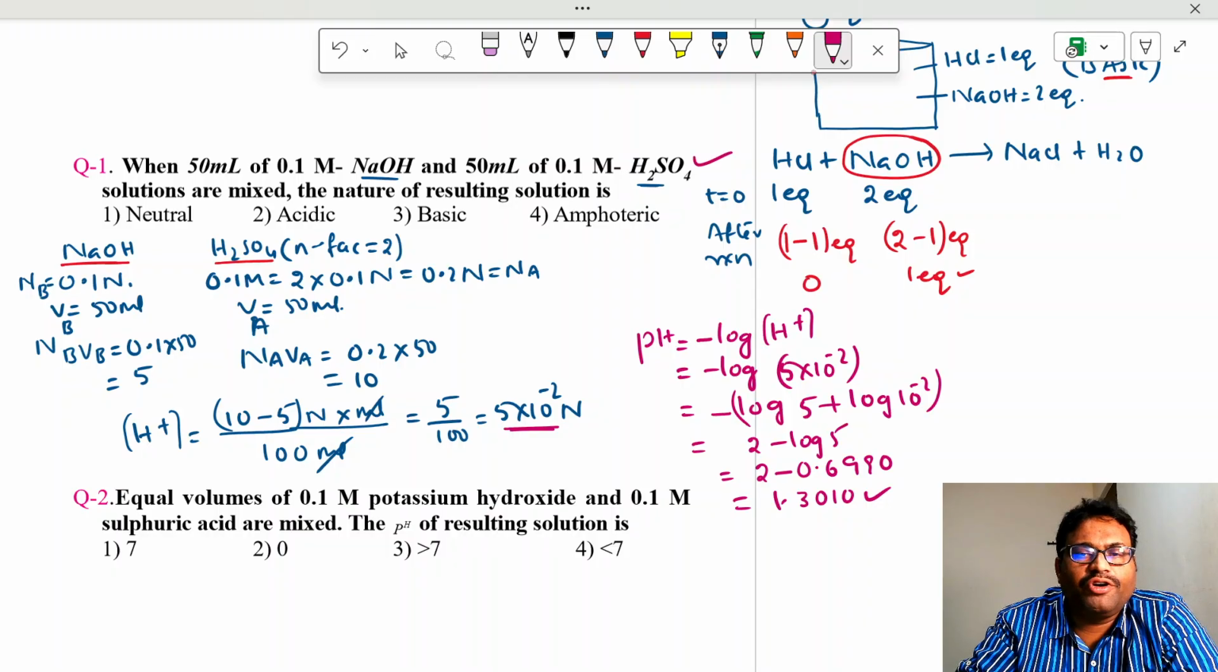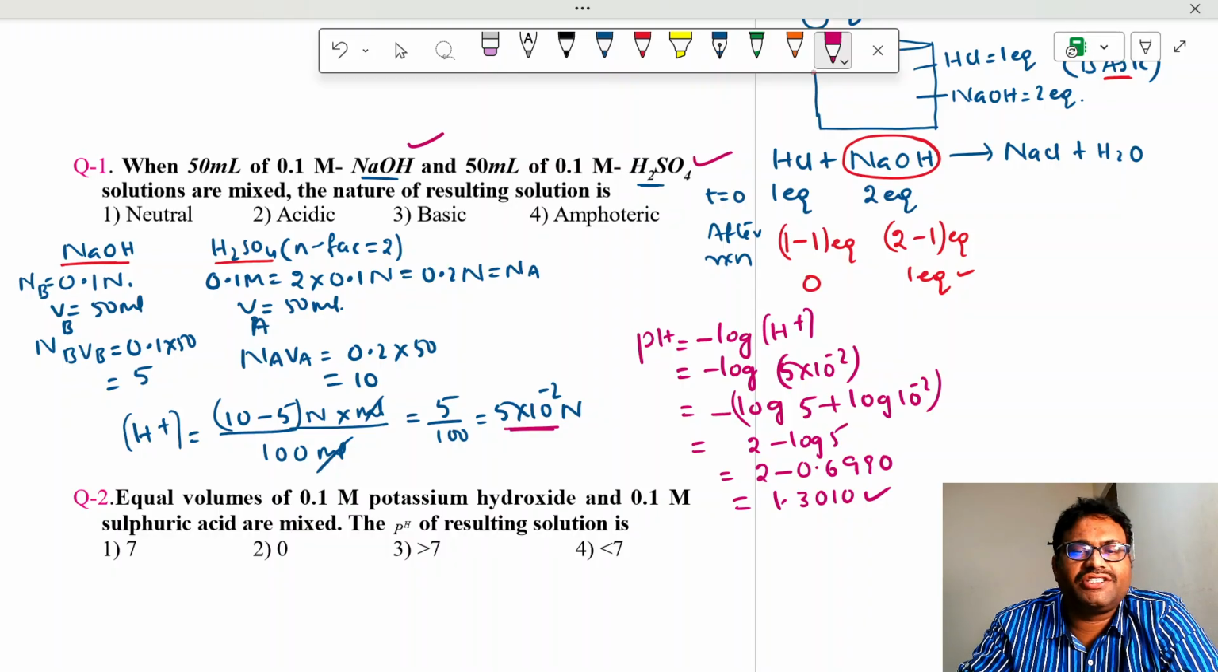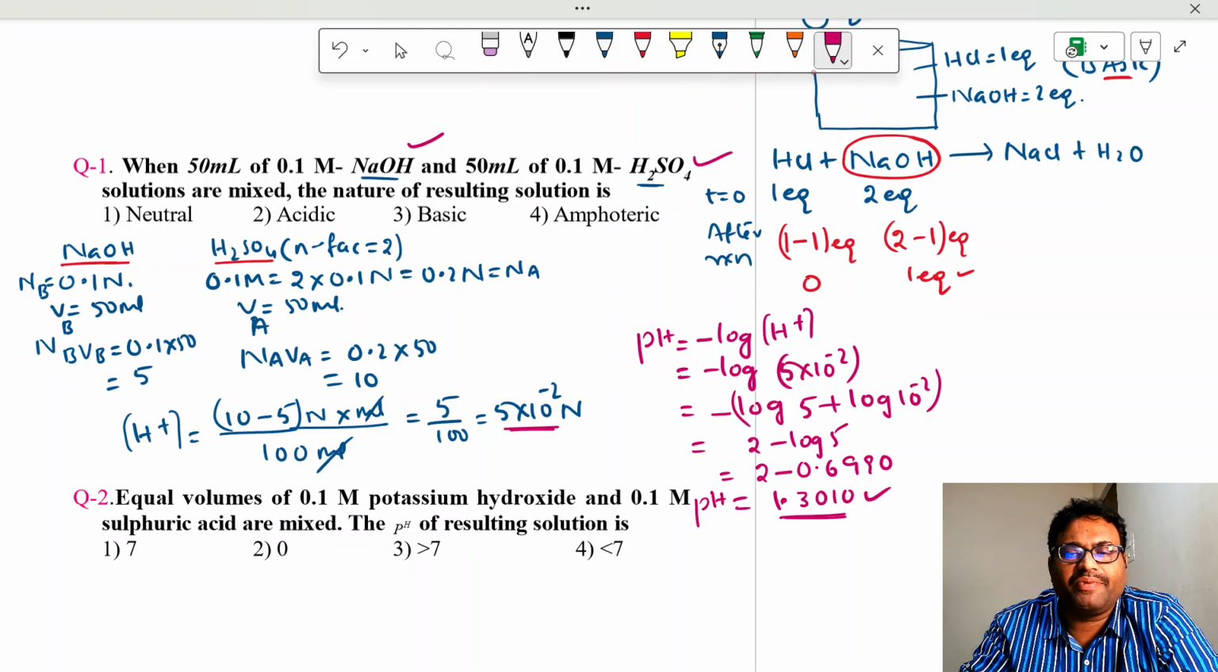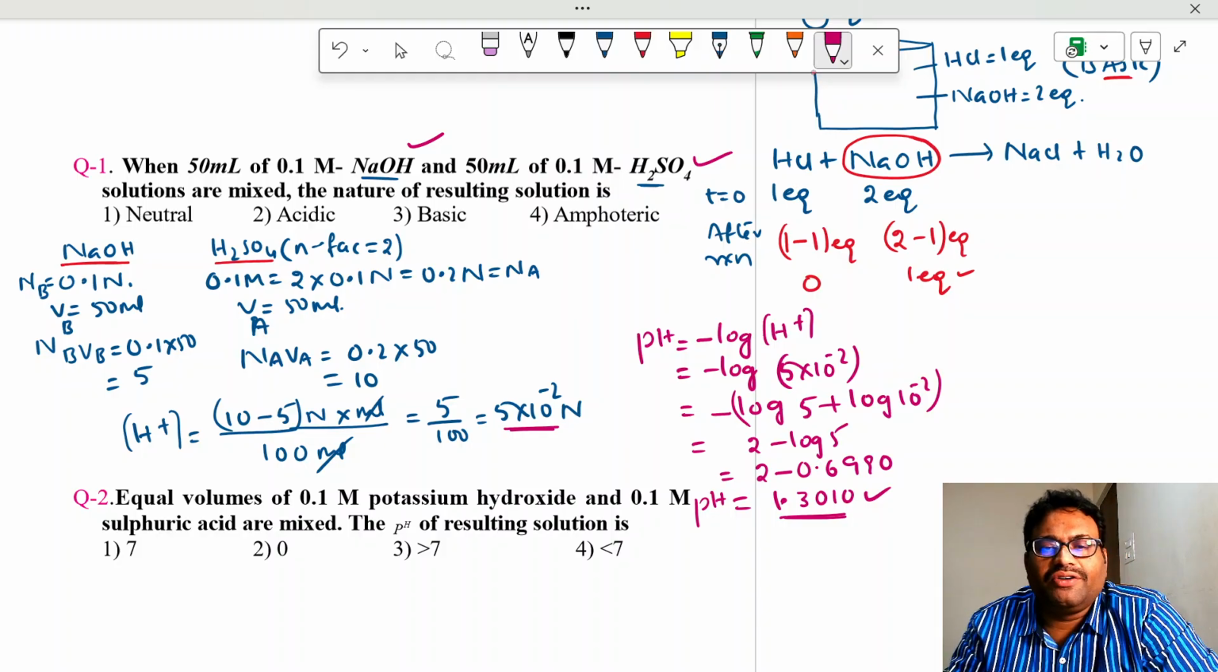As H2SO4 is more than NaOH, the resulting pH will be less than 7. You are finding 1.3010.